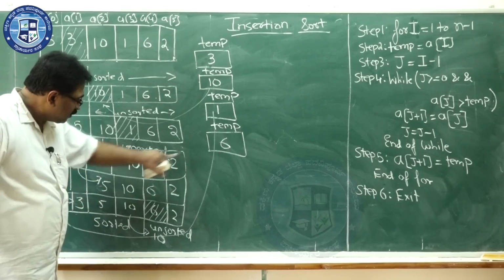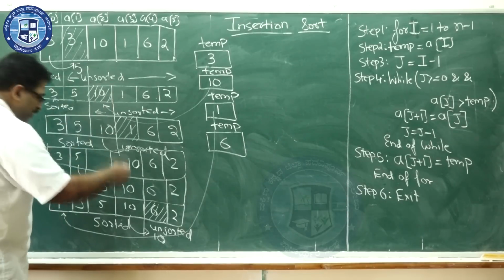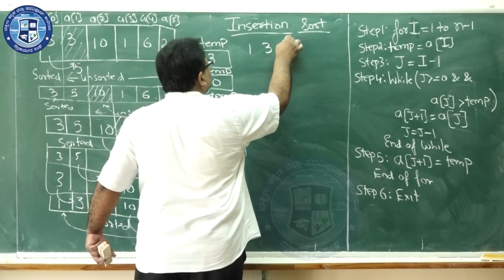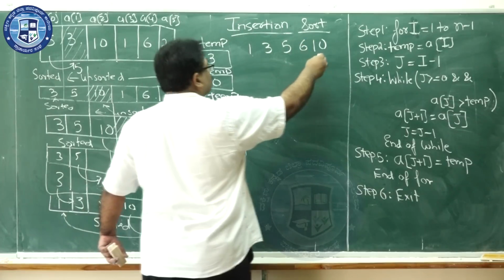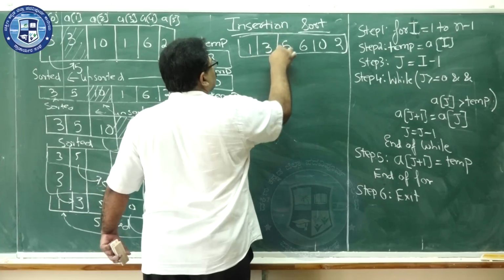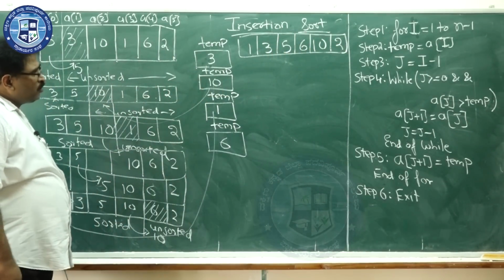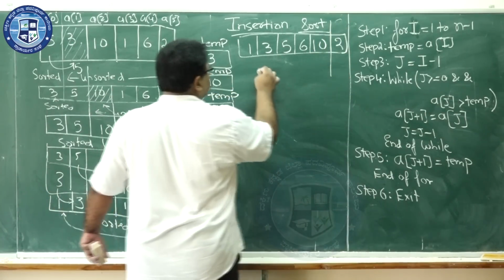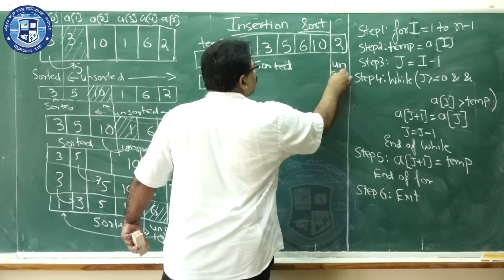Then you compare 5 and 6. Since 5 is smaller, we put 6 back. So I'll write down here. Your array will be 1, 3, 5, 6, 10 and 2. This is what your array will look like. Now the last value is 2. So that means, please understand, this has become sorted and this is unsorted, right?